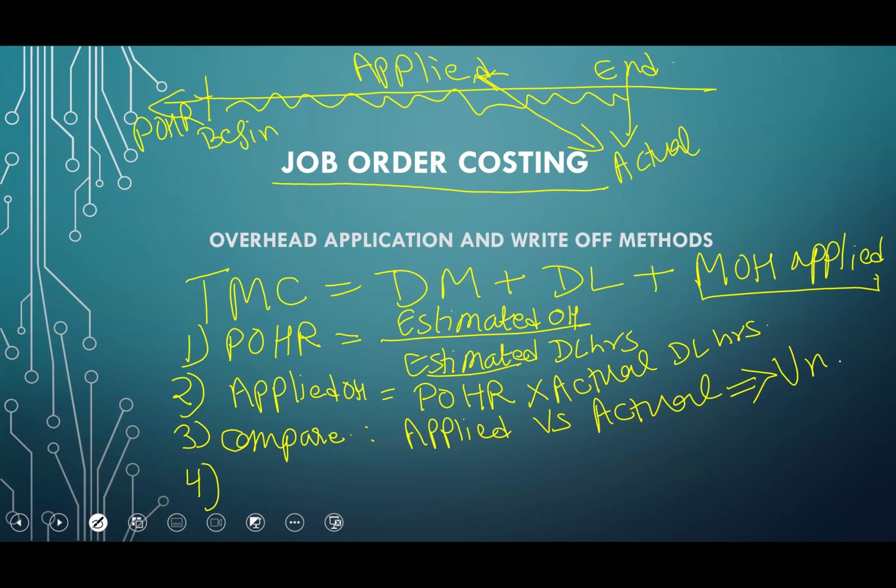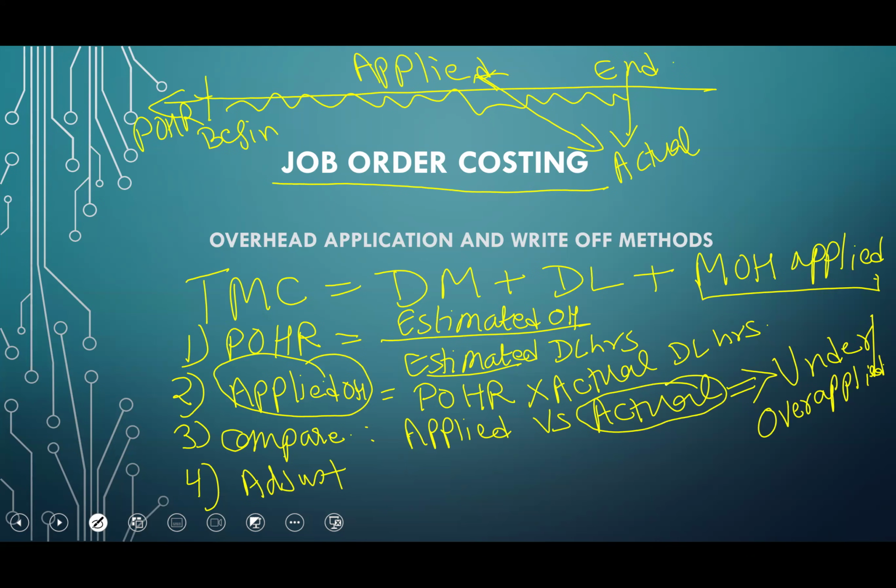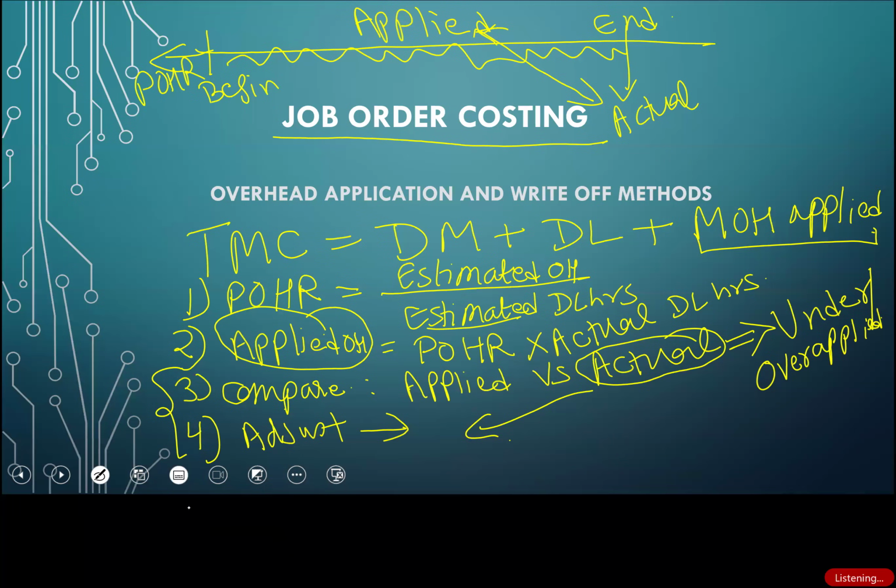But typically, we will find a situation where we have either applied too little and we call it underapplied, or we have applied too much and we call it overapplied. I'll show you an example soon of how underapplied or overapplied is done. And the final step is called adjustment. Since you have been using applied overhead throughout the books and your auditor expects you to show actual overhead in the books, you will need to make some adjustments in order to bring your books from applied to actual number. These are the two steps that we have to cover in the second part of the video.